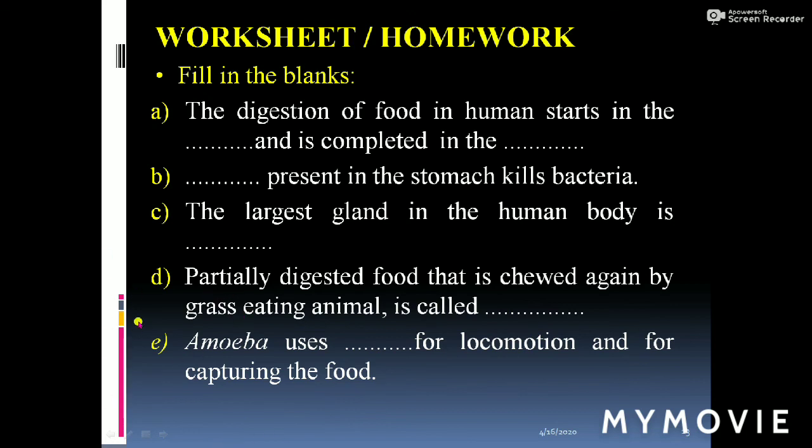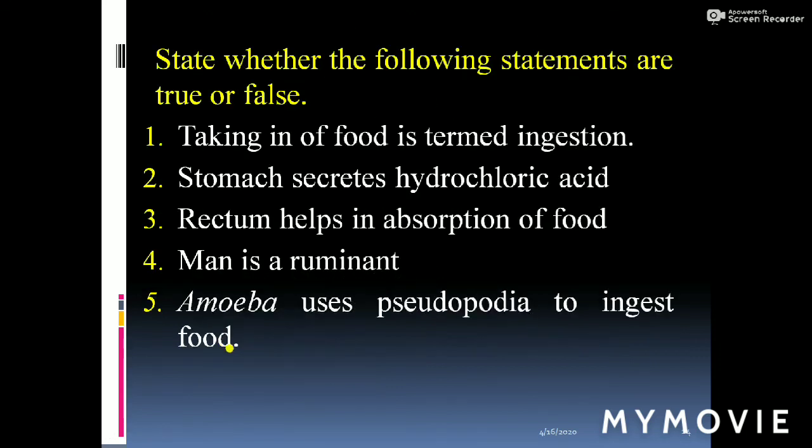The last question I am giving you is about amoeba. Amoeba uses dash for locomotion and for capturing the food. You can ask, what is an amoeba? You can say amoeba is a unicellular animal and it is a water animal. It survives in water and can cause amoebic dysentery in the human body. And you have to study also the life cycle of the amoeba in this chapter.